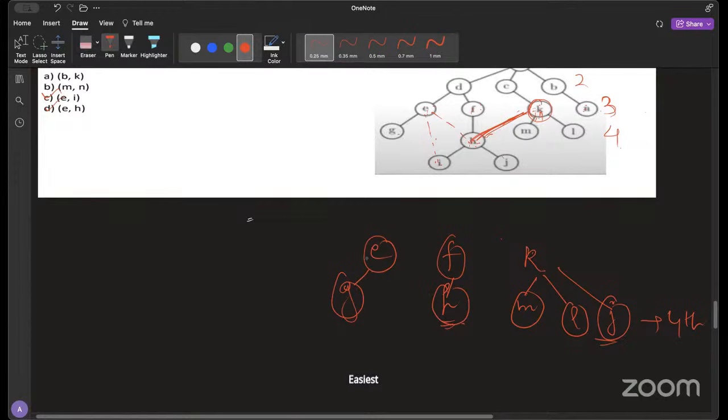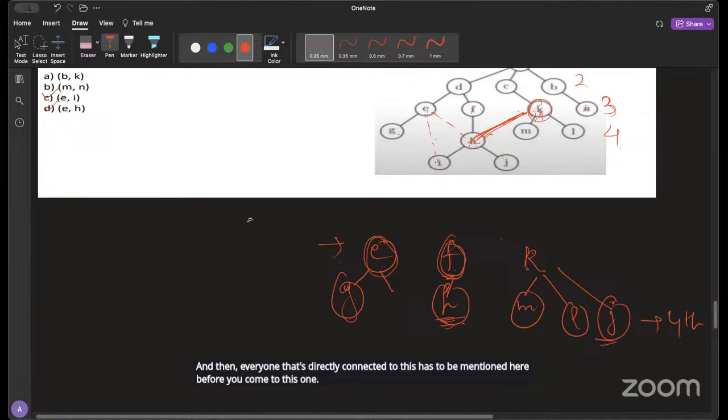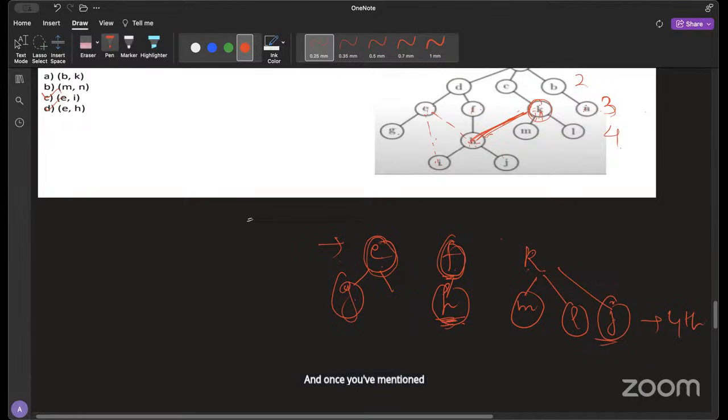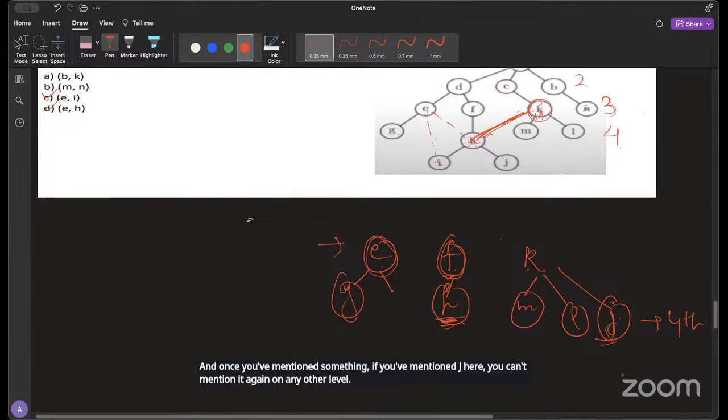Easiest way is you start from here. You start with this vertex. Every vertex that has a direct edge with it has to be mentioned here before you come to this one. And then everyone that's directly connected to this has to be mentioned here before you come to this one. And once you've mentioned something, if you mention J here, you can't mention it again on any other level afterwards or anywhere else. Is that okay?